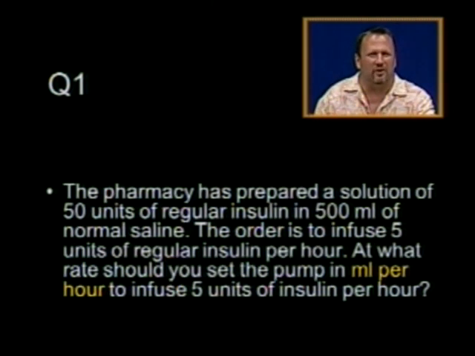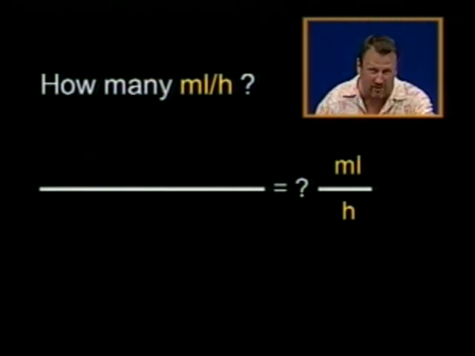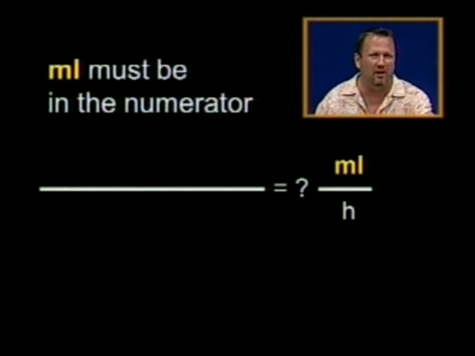So look at our question. What is our question? How many milliliters per hour? And since the question is how many milliliters per hour, the answer is how many milliliters per hour. And since the answer is how many milliliters per hour, milliliters will need to be in the numerator when we set this up, and hours in the denominator. We have to put milliliters in the numerator. And how are we going to do that?